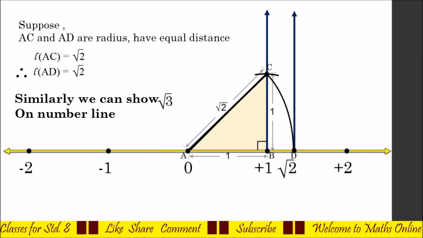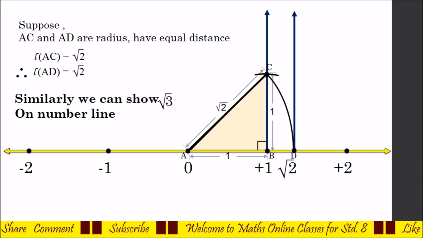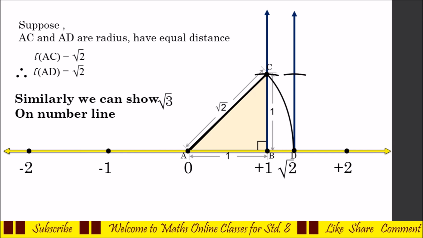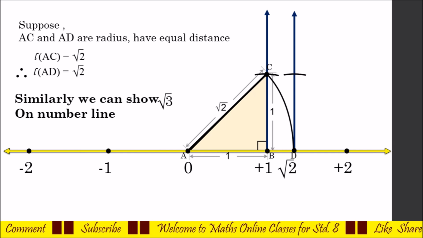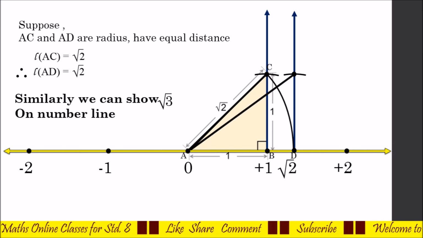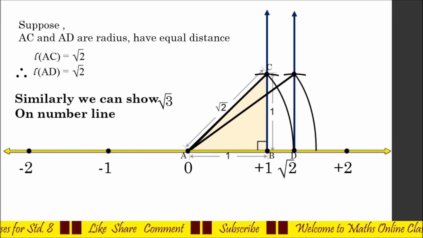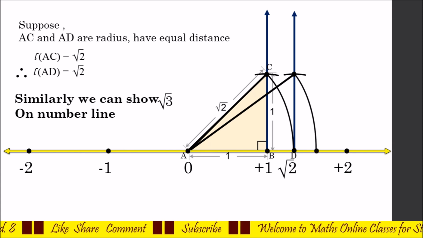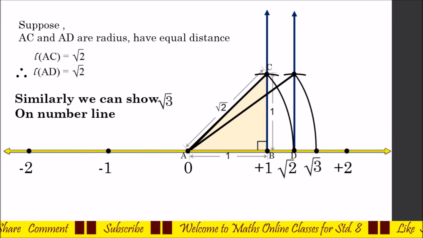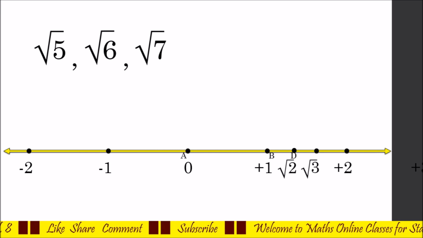Draw a perpendicular ray from point D. By taking a distance of 1 unit from point D, draw an arc on the ray. Take a point. Join these points. Again, with the help of the compass, draw an arc on the number line. Take a point. That will be our root 3. Take another examples, root 5, root 6 and root 7.